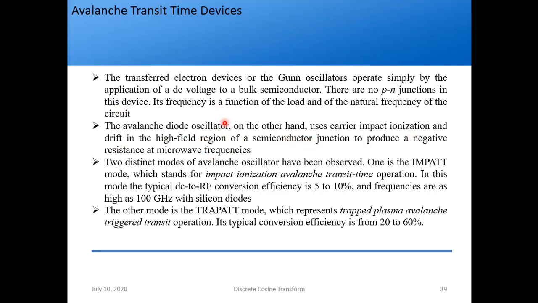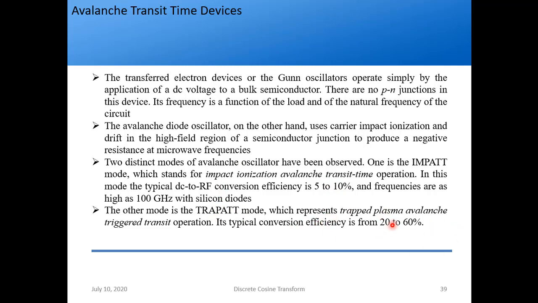There are two distinct modes, which are the impact diode and the trapatt diode. The impact diode is impact ionization avalanche transit time operation. It converts DC to RF and the conversion efficiency is quite low, 5 to 10%. But if you go to the trapatt diode, it has a high efficiency of 20 to 60%.